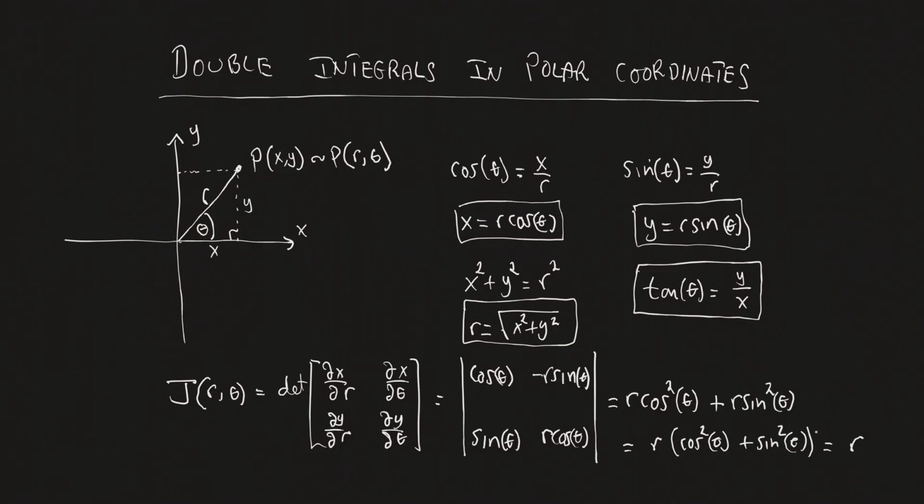And because we are assuming that our radius is greater than or equal to 0, we're not dealing with any negative radii, our Jacobian is always going to be positive.